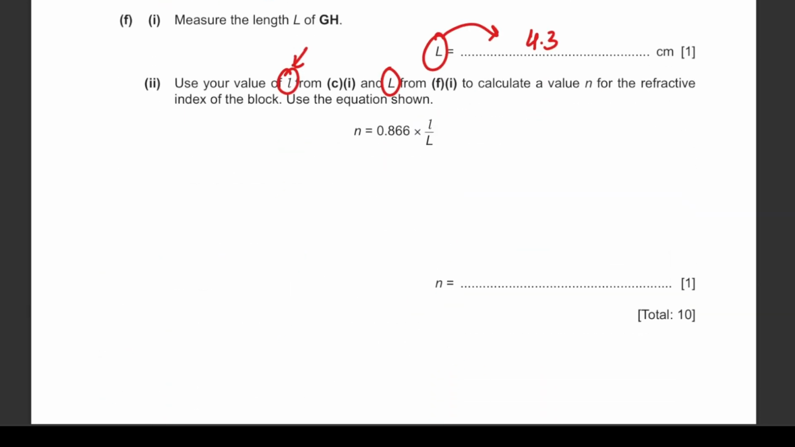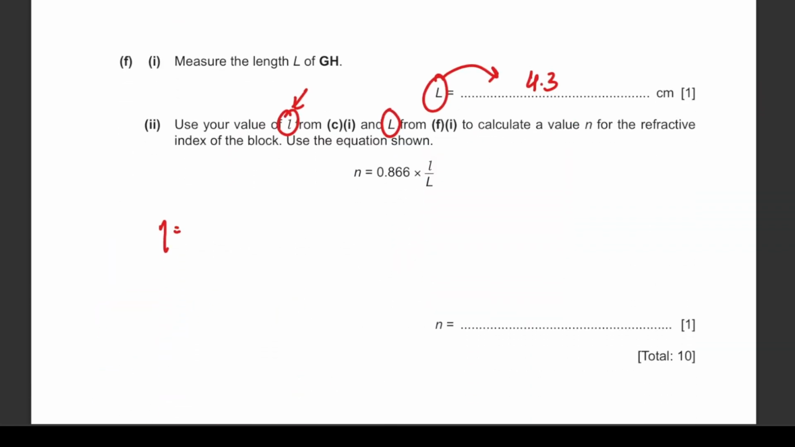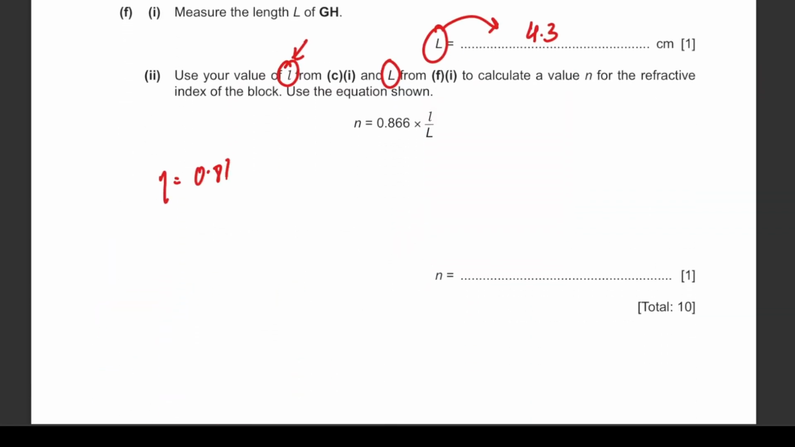That is 7.5. So then he said that the refractive index comes out as, with the small l being 7.5, 0.866 multiplied by 7.5 divided by large L, which is 4.3. The refractive index comes out as 1.510. So this will be 1.5. Generally, it is around 1.5.